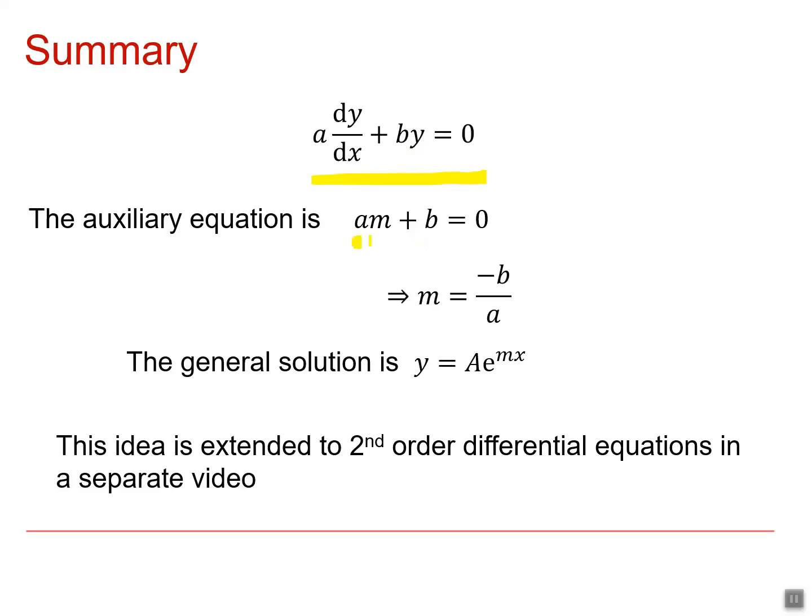The auxiliary equation is very quick to form. This value here, m, will allow me to determine the general solution, and there indeed is the solution to the auxiliary equation. And so this gives me a general solution a e to the mx, which in this case will be a e to the minus b over a x. This idea works for first order differential equations and can be extended for second order differential equations, and we'll look at that in a separate video.